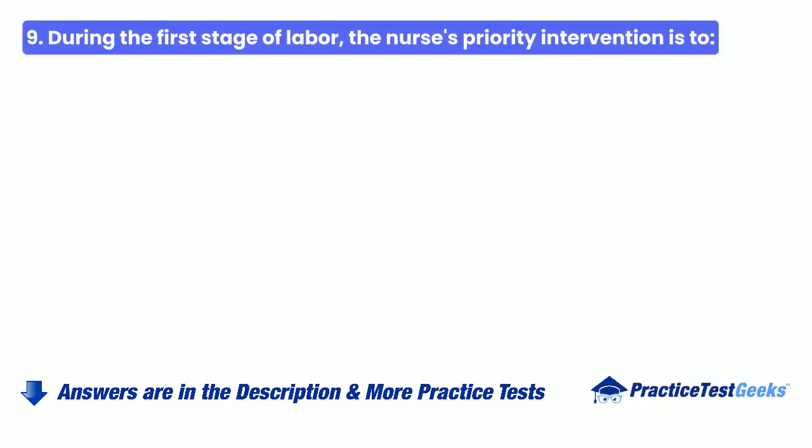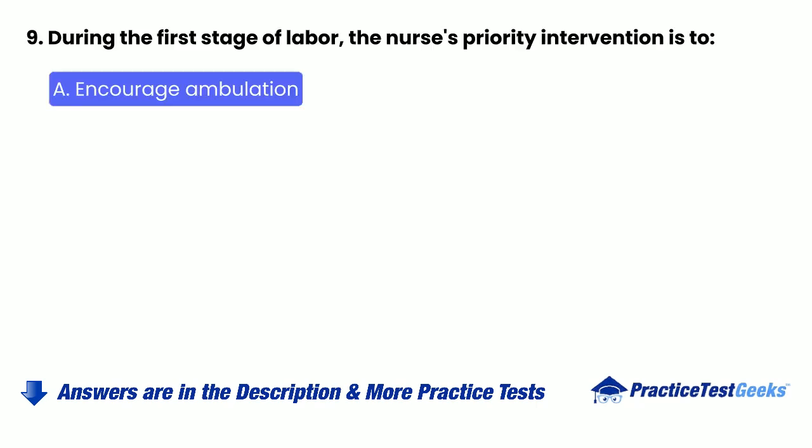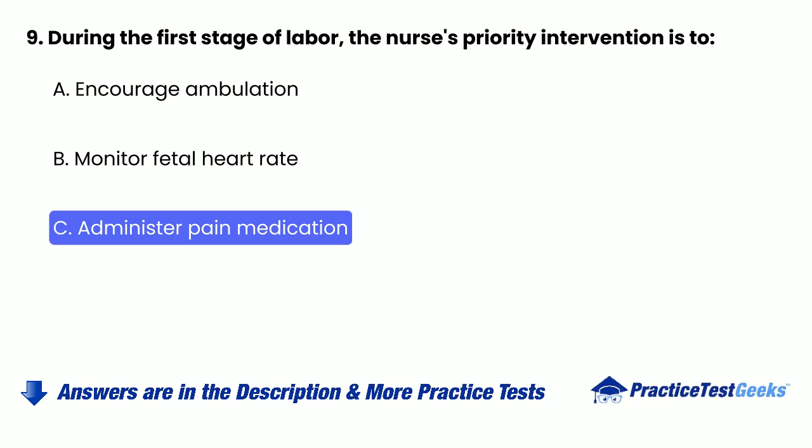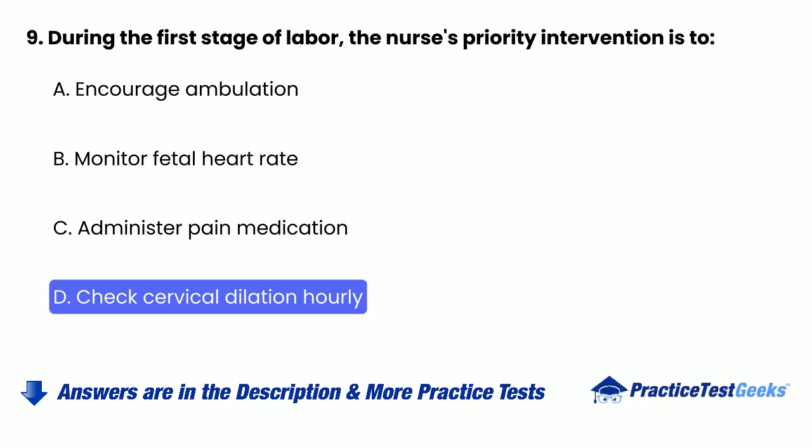9. During the first stage of labor, the nurse's priority intervention is to: A. Encourage ambulation. B. Monitor fetal heart rate. C. Administer pain medication. D. Check cervical dilation hourly.